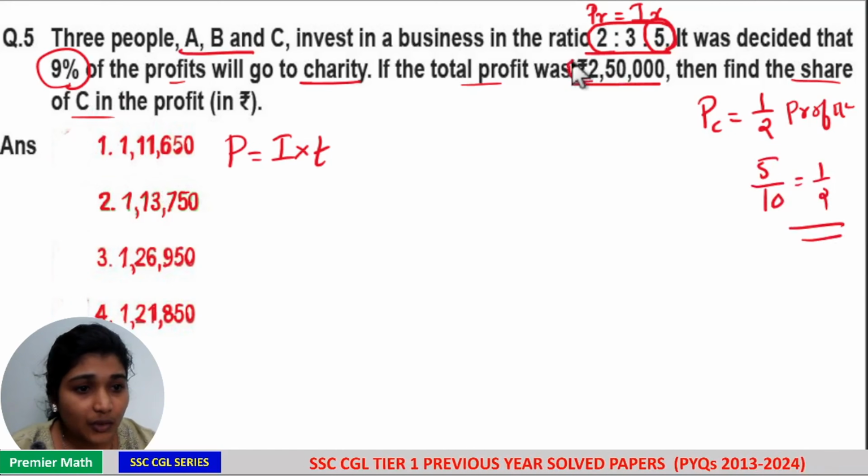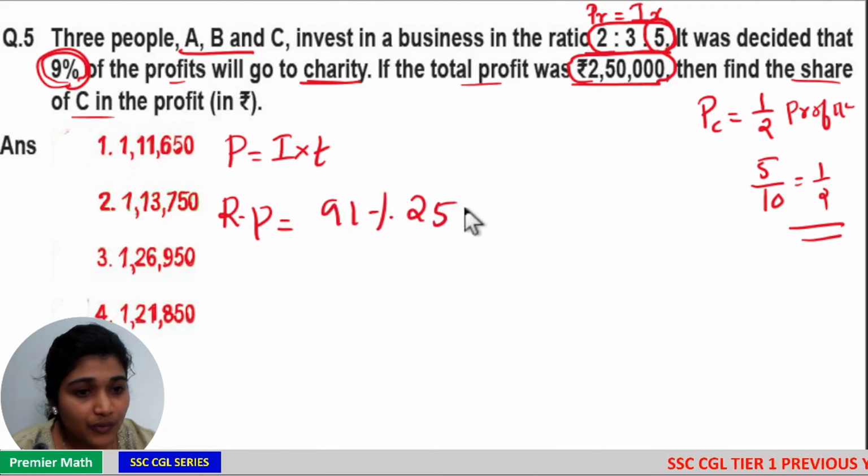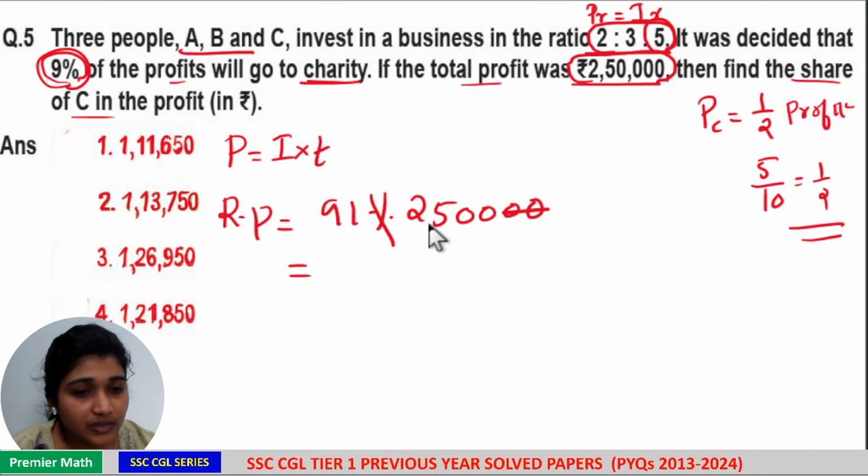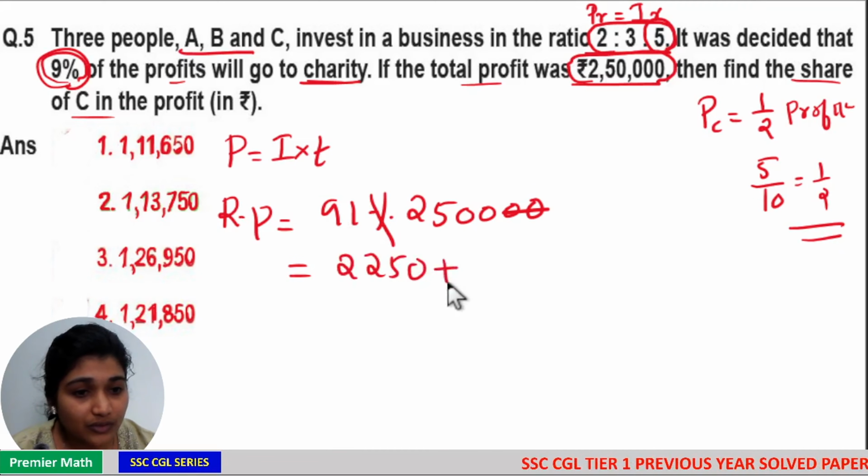Now, the total profit is given as 2,50,000 and 9% of that goes to charity. So the remaining profit is equal to 91% of 2,50,000. Here the percentage and double zero cancel, so 91 into 2500. Here 25 into 8 is equal to 200, then 25 into 9 is 225, then 25 into 90 is equal to 2250, and 25 into 1 is equal to 25.